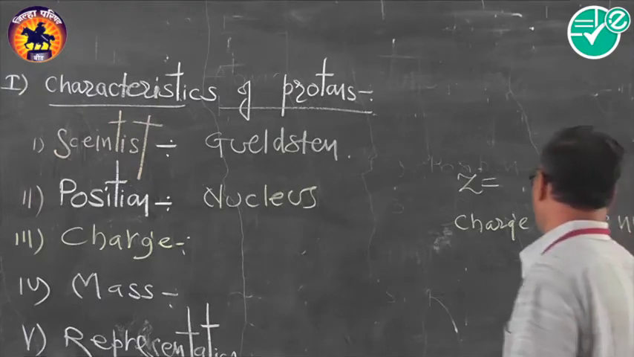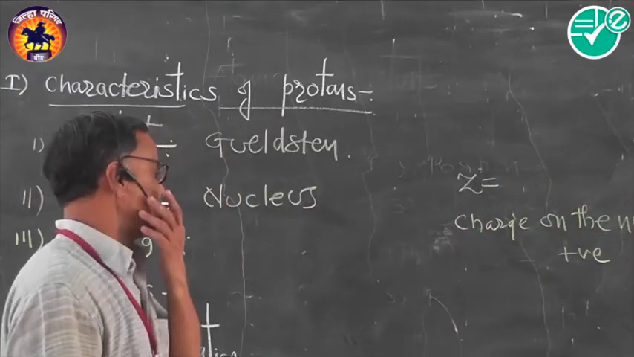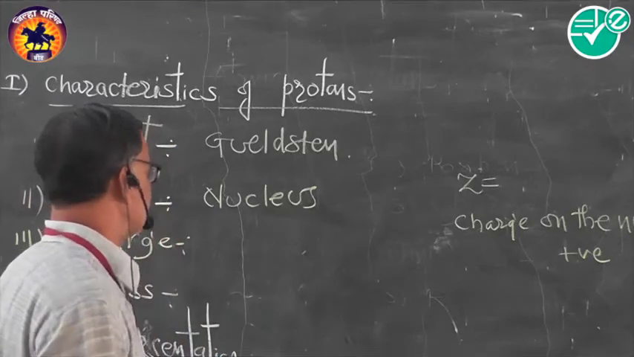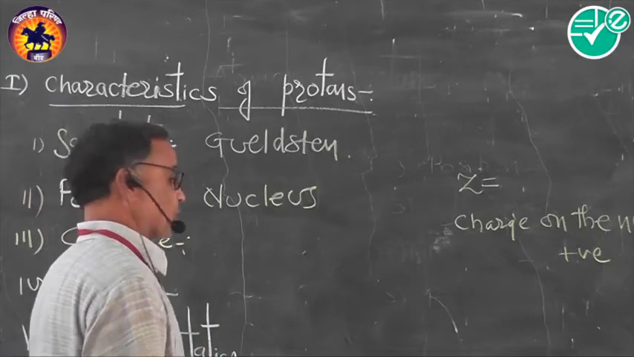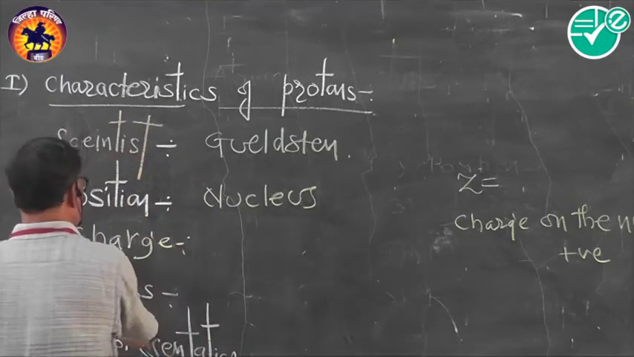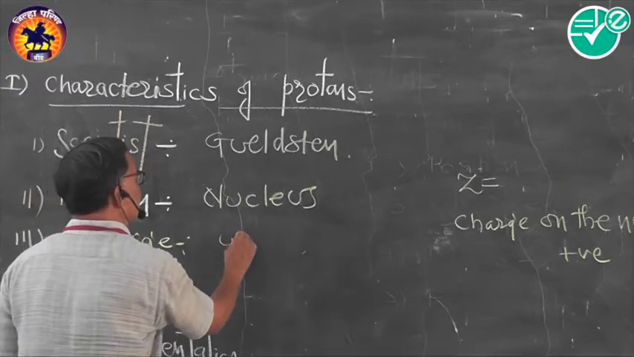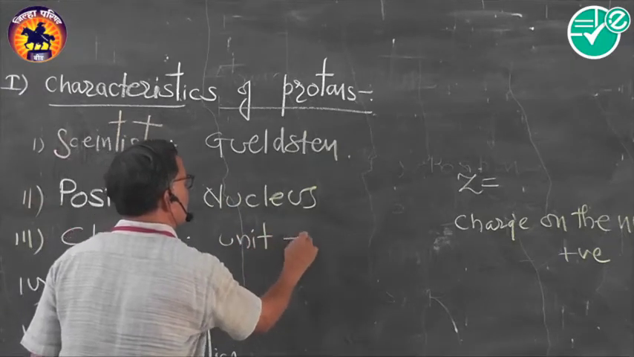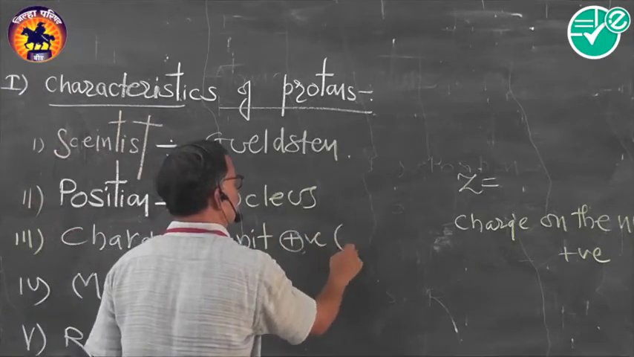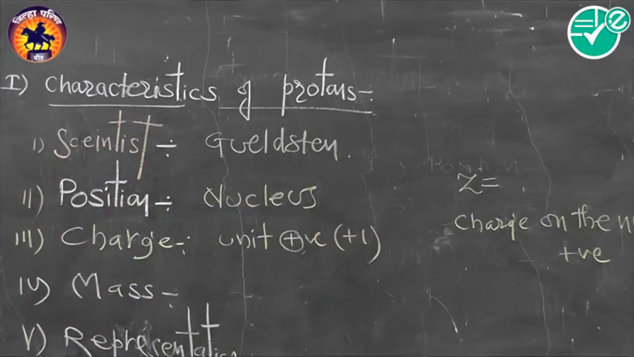So charge on the nucleus is positive. Protons are present in the nucleus of an atom, and that's why the charge on the proton is unit positive, in bracket plus 1 charge. So this is all about charge on the proton.